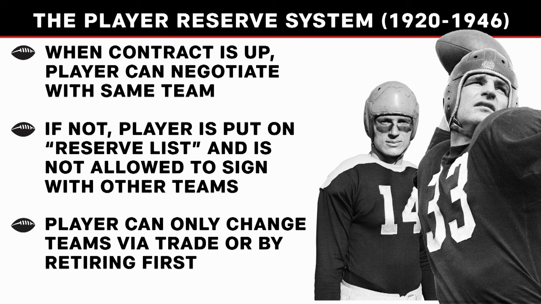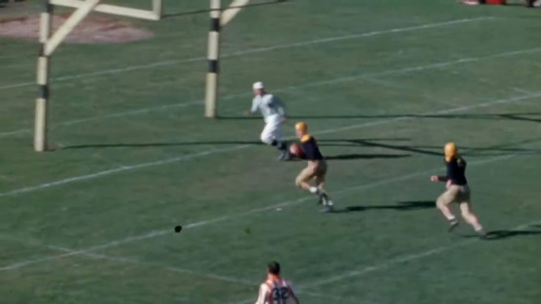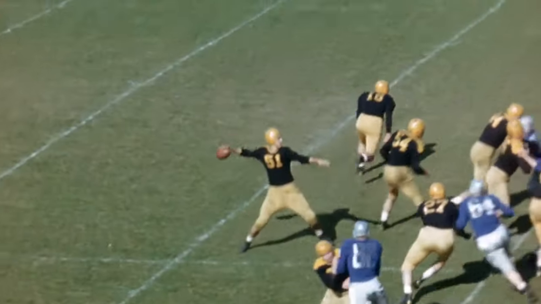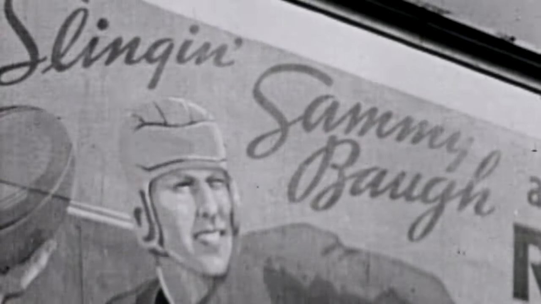If a deal was not reached, the player was put on the reserve list, effectively barring him from negotiating with another team. In this system, players could only change teams via trade or by retiring first. This state of affairs would persist for over two decades as dynasties were built around superstars like Green Bay's Don Hudson and Washington's Sammy Baugh.